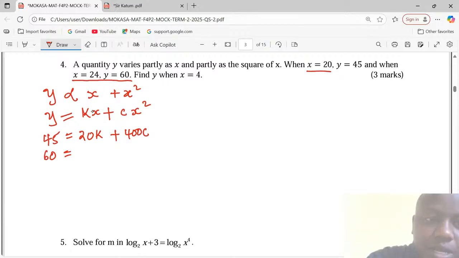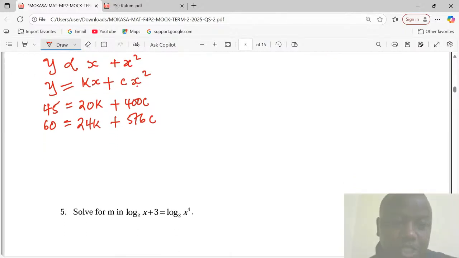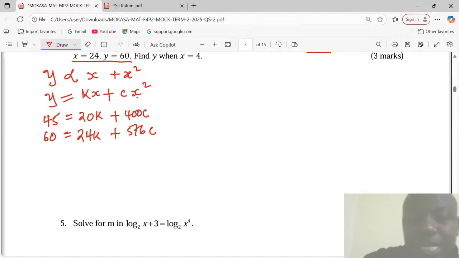So we now come up with the second equation: 60, because it is the value of y, equals 24k plus x squared times c. When we square 24, ladies and gentlemen, I'm going to have 576. Now we multiply by c. So now we can solve these two equations simultaneously so that we get the values of these particular constants.